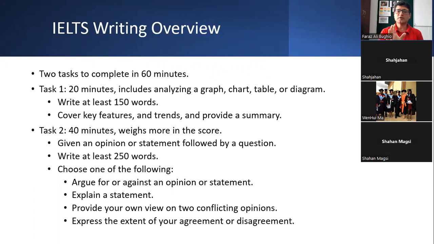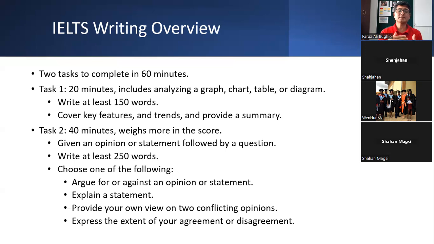In task 1, you are required to convert what you see visually on the paper into sentences, into words. So you might see a graph, a chart, a table, or a diagram, and you should write at least 150 words. So you should target a little more than 150, because sometimes you copy words from the question and they are not counted as your words. So you should go to 160, 165 also.